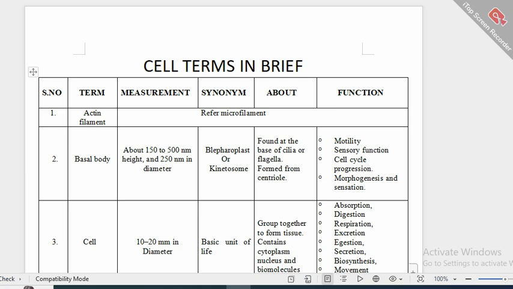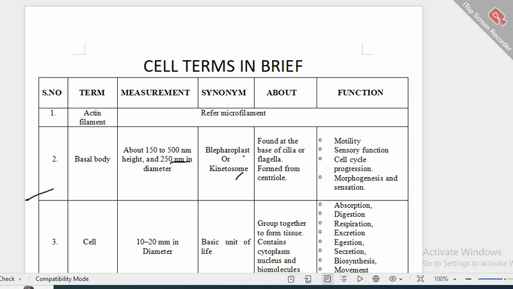We can discuss it under microfilament. Next comes the basal body. It is about 150 to 500 nanometer in diameter and in height, and 250 nanometer in diameter. It is known as blepharoplast or kinetosome. So wherever these two names are coming, the author wants to talk about the basal body.